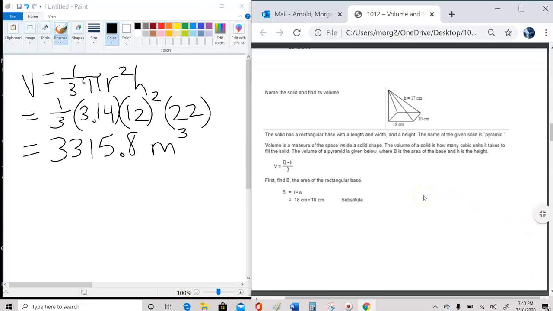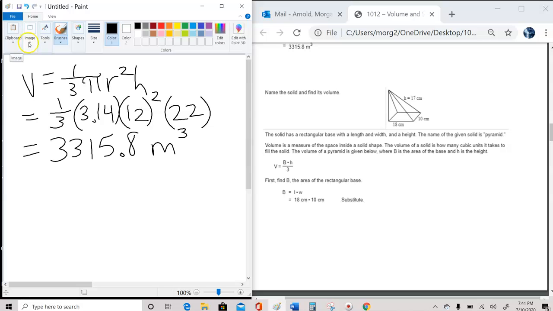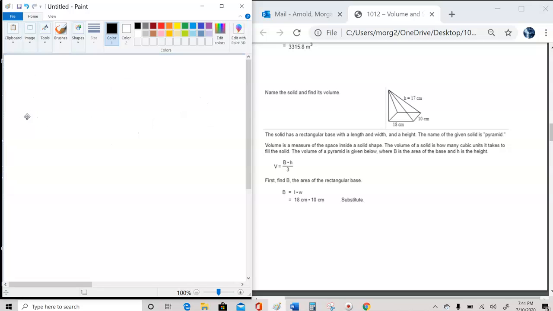And you will be asked to name the solid. You'll just pick from a variety of solids and then find the solid's volume. This is known as a pyramid, and the given pyramid has a rectangular base. But let me introduce you to the formula that we'll be using.